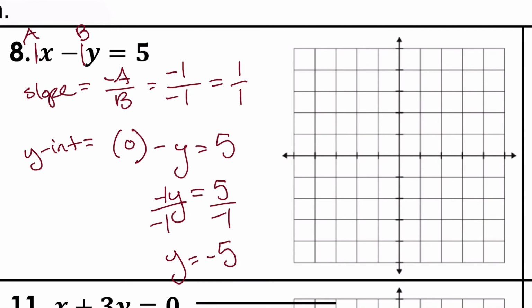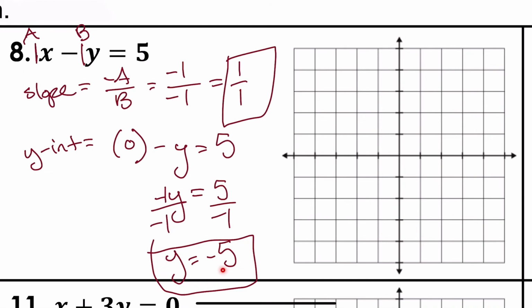Okay, so last thing we need to do is graph this thing. So I have a y at negative 5 and a slope of 1 over 1. So I'm going to start with my y-intercept first. It says it's negative 5. So I'm going to go to my y-axis, which is this one. I'm going to start at 0. It's negative 5, so I'm going to go down 1, 2, 3, 4, 5, all the way here at the bottom.